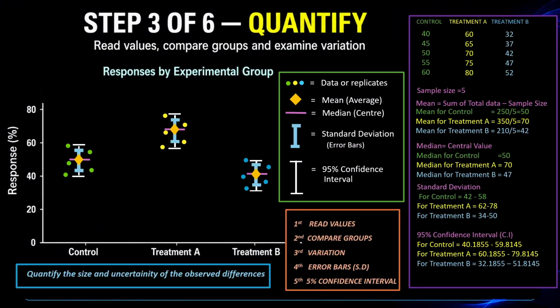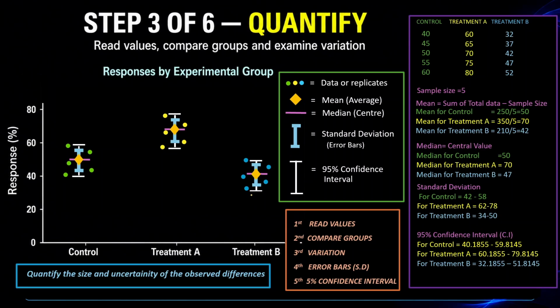Now comes one of the most important steps in graph interpretation, that is, quantify. The word quantify simply means to measure using numbers. Instead of saying treatment A looks better than treatment B, we now answer questions like: by how much is it better? What is the average value? How much do the readings vary? Can we trust these results?